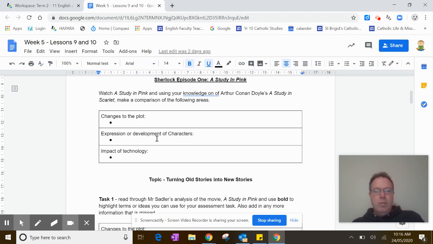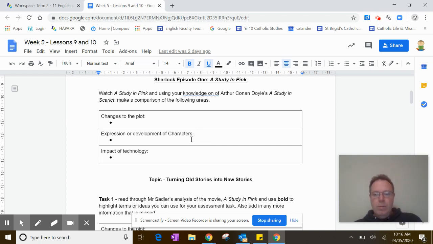Then we have the expression or development of characters. How do the characters actually change? Is Watson completely the same? Does Enoch Drebber, for example, turn up in here? Who was playing the bad guy? Who was the victim? Are they the same characters? And also, most importantly, how is Sherlock used in this manner?